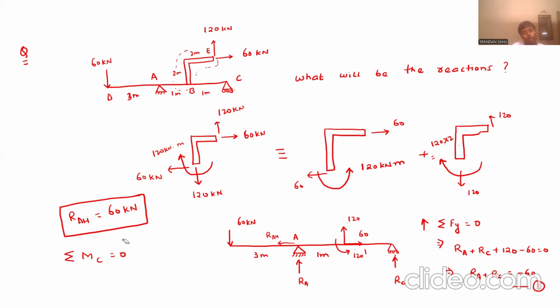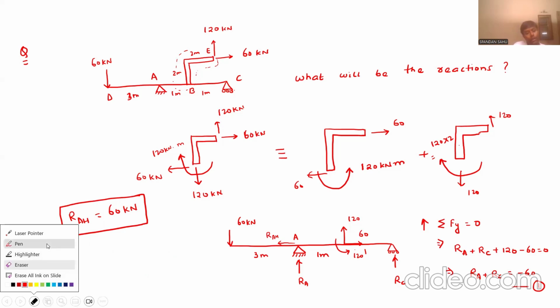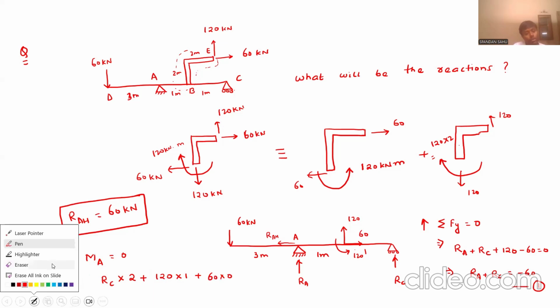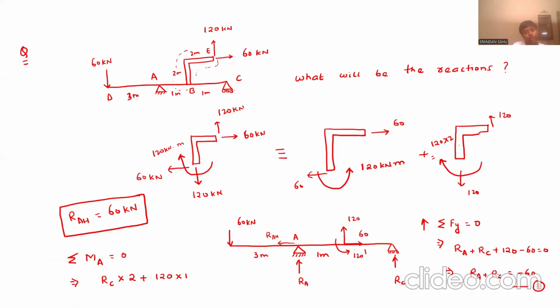Do you want to take the moment about A? Okay. Let us do summation of moment about point A equal to 0. Now write the equation then. It will be RC into what will be the lever arm? 2 meter plus 120. What will be the lever arm? 1 meter plus 60. What will be the lever arm? It will be 0. So 60 into 0 is 0. So I am neglecting that part.